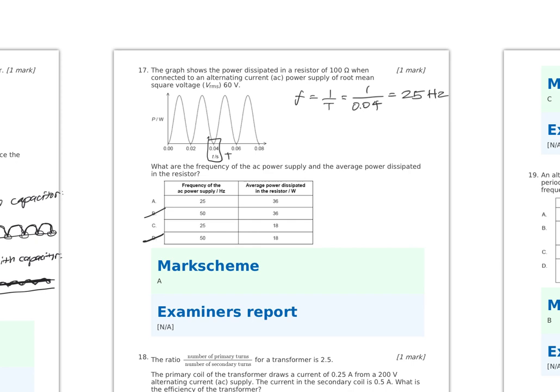We do not have a scaled power axis on that graph, but we do know that our resistor is 100 ohms and our RMS voltage is 60 volts. And what's average power? Average power is V RMS squared over R. That is 60 squared over 100, which is 36 watts, giving us choice A.